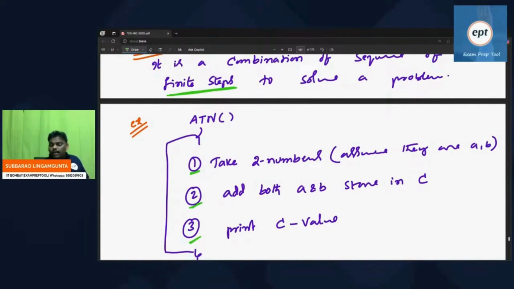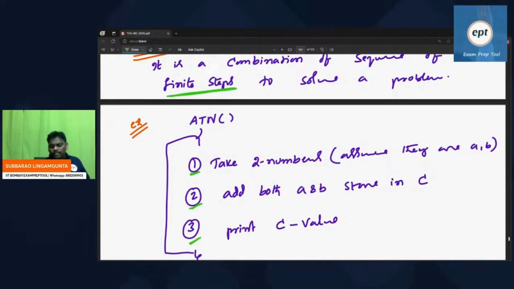So remember, algorithm means finite steps are needed. If anyone asks you from today onwards, I have given you something, is it an algorithm or not? The first condition you have to verify: are finite steps there or not? Check. Finite steps are there? Yes. Then it is an algorithm. Every algorithm should have finite steps. Okay, that is fine. Next one.